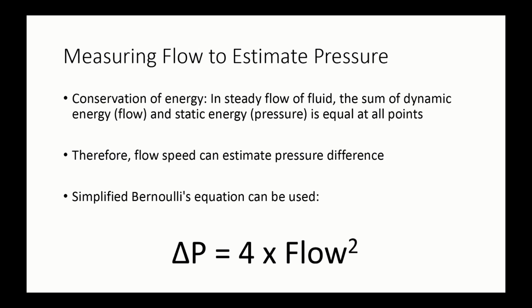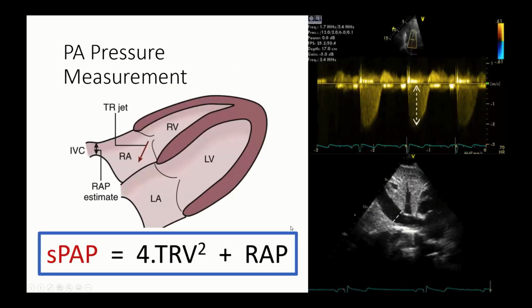Using point-of-care ultrasound to measure flow, we can estimate pressure. The simplified Bernoulli's equation is here, and it says delta pressure will equal 4 times the velocity squared. So how can we do this?